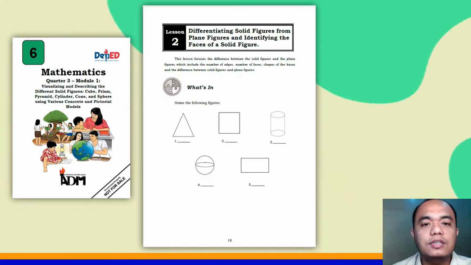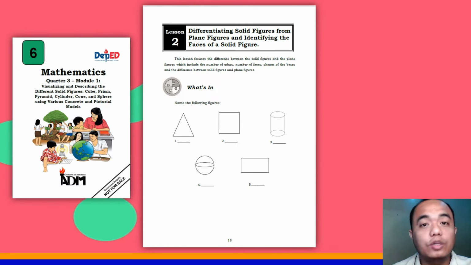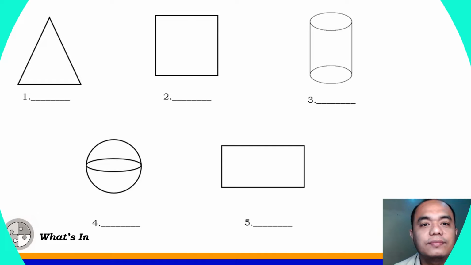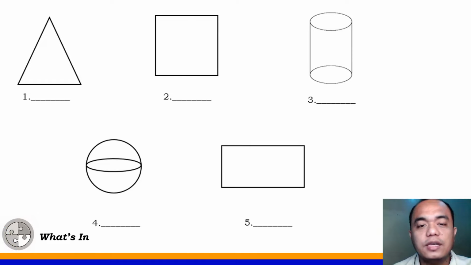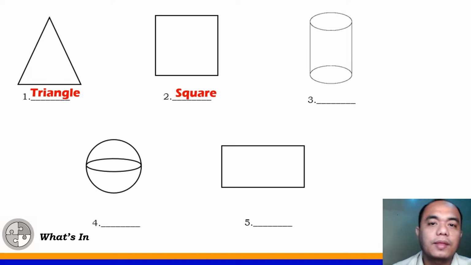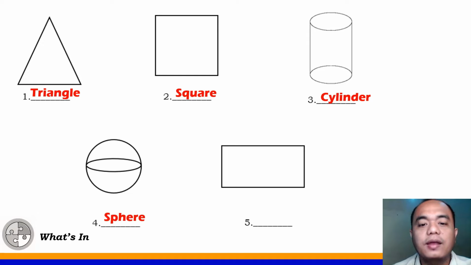This time, let's proceed to the what's in part of the module that could be found on page 18. Let us name the following figures as you see here on the screen. Number 1, what's that? Yes, that's a triangle. Number 2, what is the name of the figure in number 2? Yes, that's a square. Next, number 3. Number 3 is? Very good, that's a cylinder. Next, number 4. Yes, that's a sphere. Next, number 5. 5 is? Rectangle. Very good.